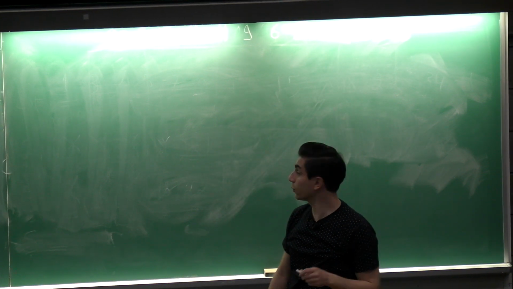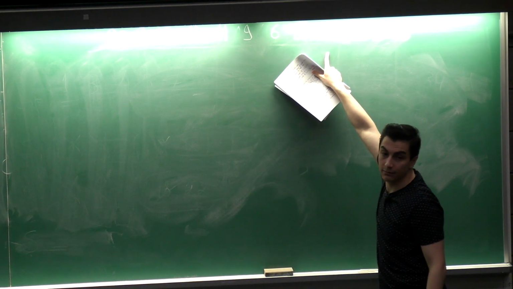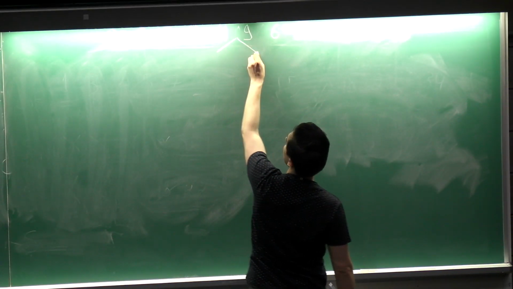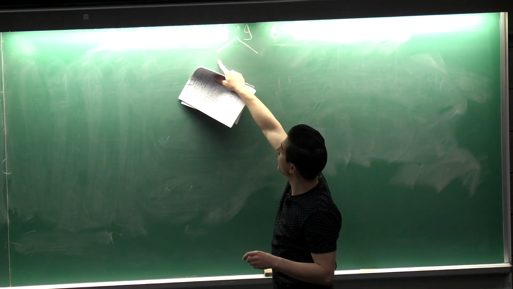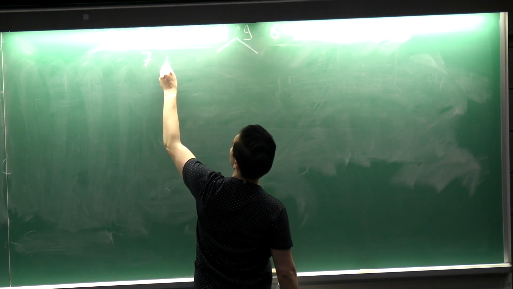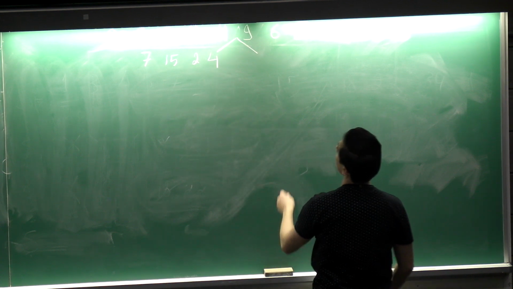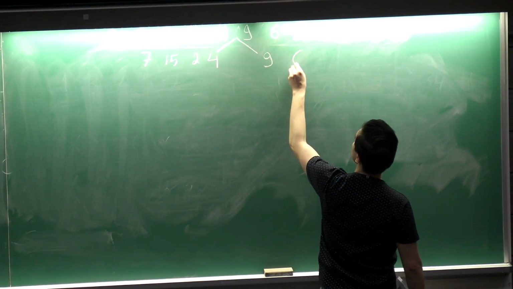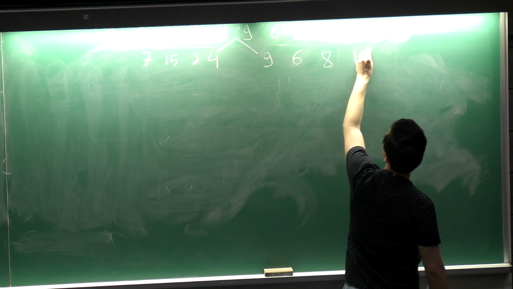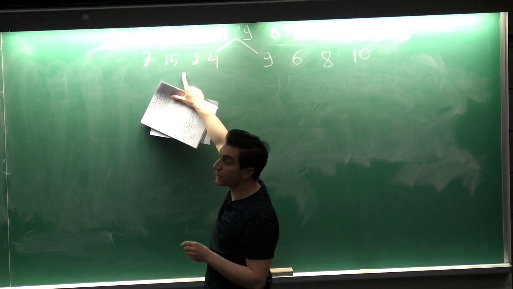How will MergeSort work? Well, we start. Do I have more than one element? I do. So what do we do? We just split it into two parts, right? We create L1 and L2. What is L1? 7, 15, 2, and 4. What is L2? 9, 6, 8, and 10. Right? So now we call MergeSort.